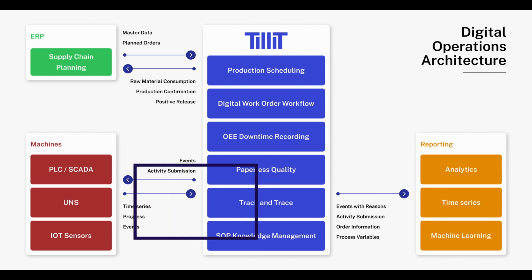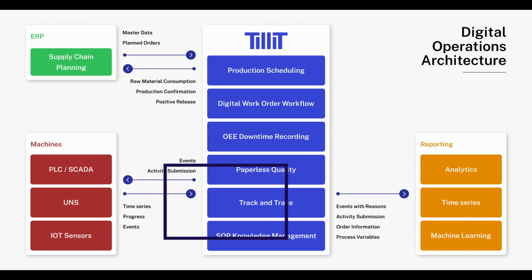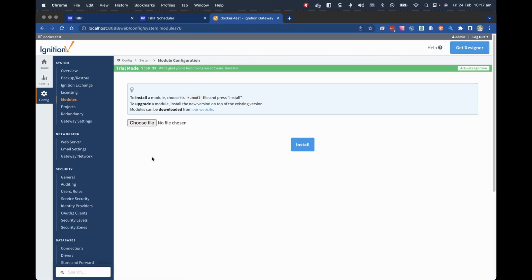So as things happen, there is a constant message back and forth between Tillit and the control system. So whether it's PLC, SCADA, a UNS, or IoT sensors. So that control system layer is sending to Tillit time series and progress of the orders and events, and Tillit is sending back also Tillit events, the order that's running, and any event, any activity submission. Let's jump to the demo to look at that.